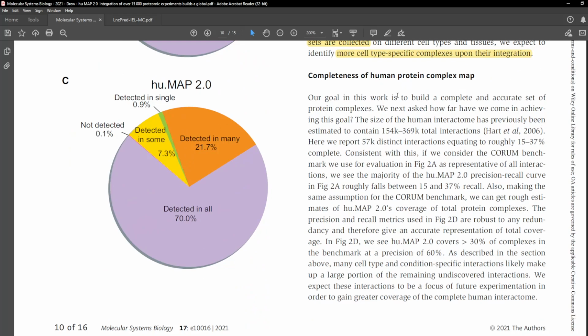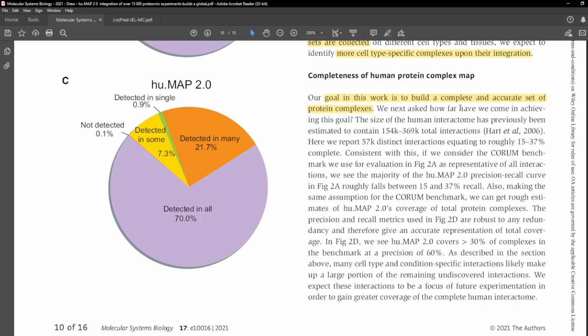The size of the human interactome has previously been estimated to contain 154K to 369K total interactions (Hart et al., 2006). Here we report 57K distinct interactions, equating to roughly 15 to 37% complete. Consistent with this, if we consider the quorum benchmark we use for evaluation in Fig 2a as representative of all interactions, we see the majority of the Hu.MAP 2.0 precision recall curve in Fig 2a roughly falls between 15 and 37% recall.